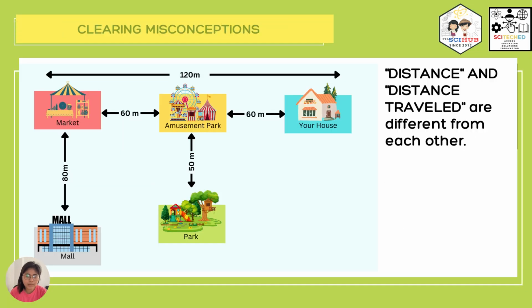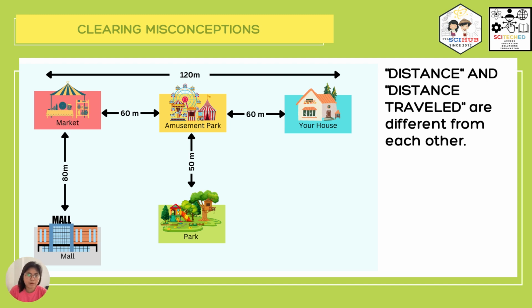Now, to clear misconceptions, sometimes we say distance traveled, and take note that these things are different from each other. So sometimes distance and distance traveled are used incorrectly. When we say distance, it is just concerned with the magnitude of the space between two positions. For example, we have the amusement park and we have your house. So the distance between those two would be 60 meters. However, when we say distance traveled, this refers to the total length of the path they took between two positions, or to go into position A from position B.